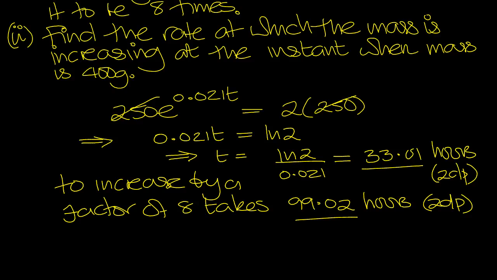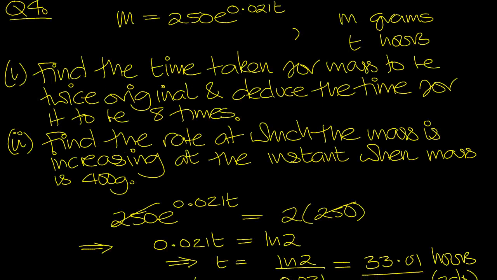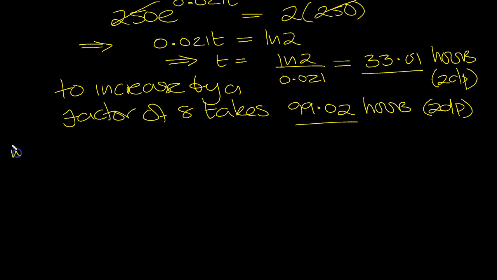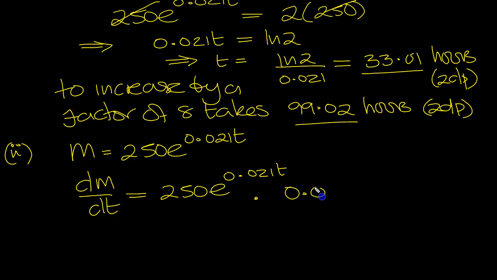Part 2. Find the rate at which the mass is increasing at the instant when the mass is 400 grams. So here's the formula: m is equal to 250 e to the 0.021t. So the rate of increase of mass with respect to time: e to the something differentiates to e to the something, 250 lots of, multiplied by the something differentiated, which is 0.021.